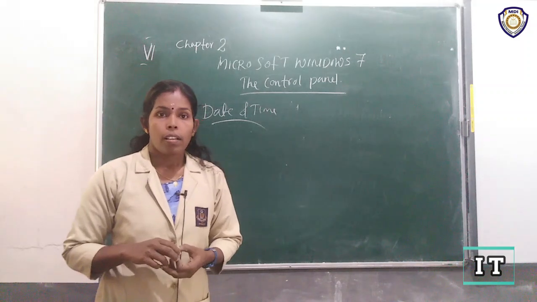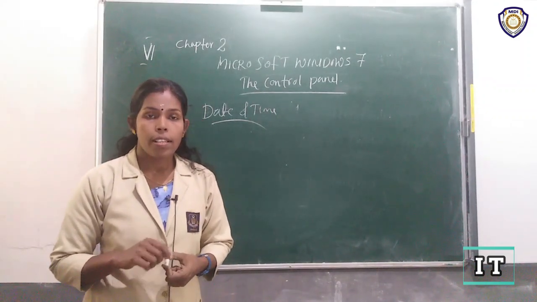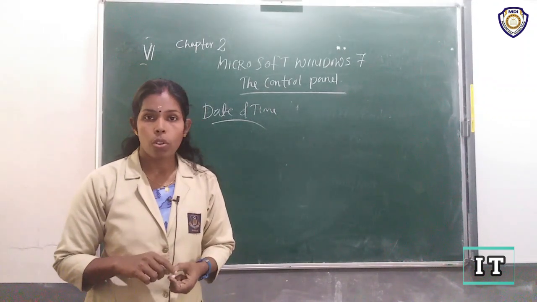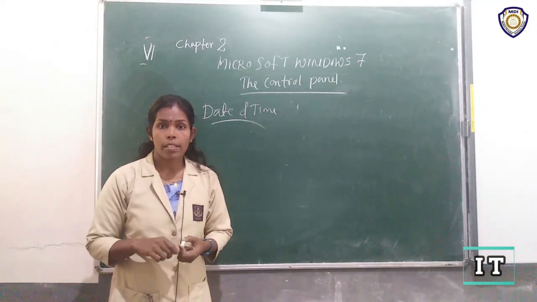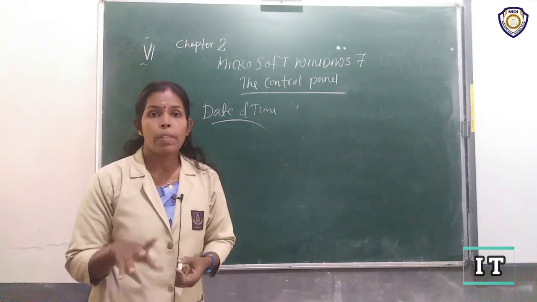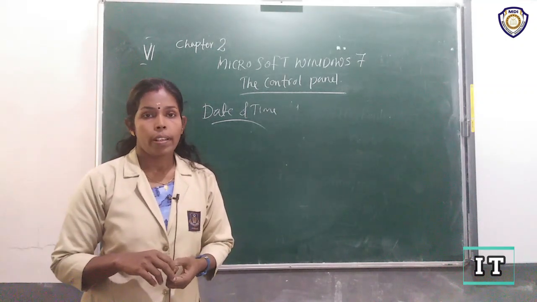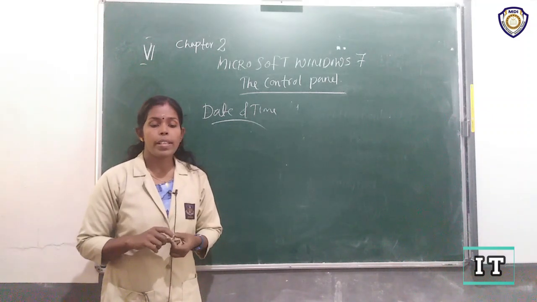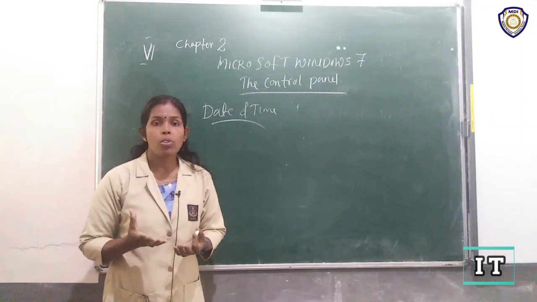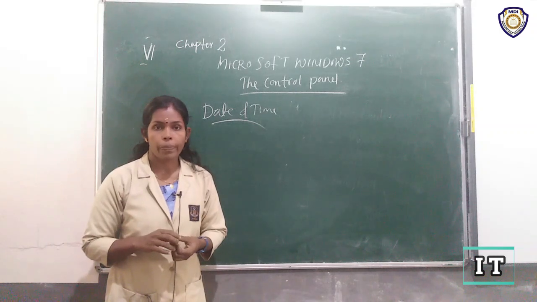Below the Change date and time option, we can see the time zone option. Click on that, then click on the arrow, then select the time zone from the pop-up. Okay. Then next, adding clocks for different time zones.